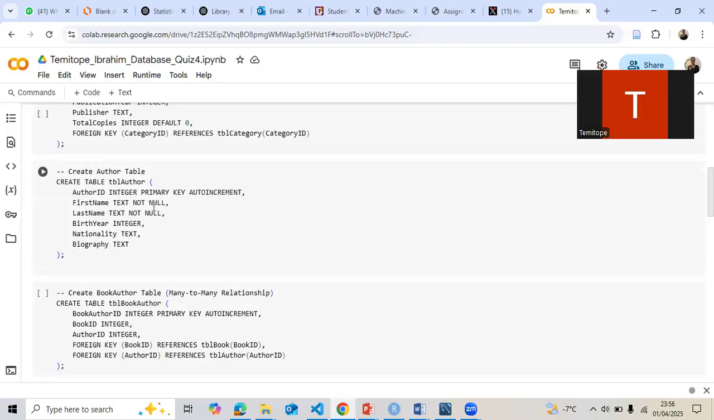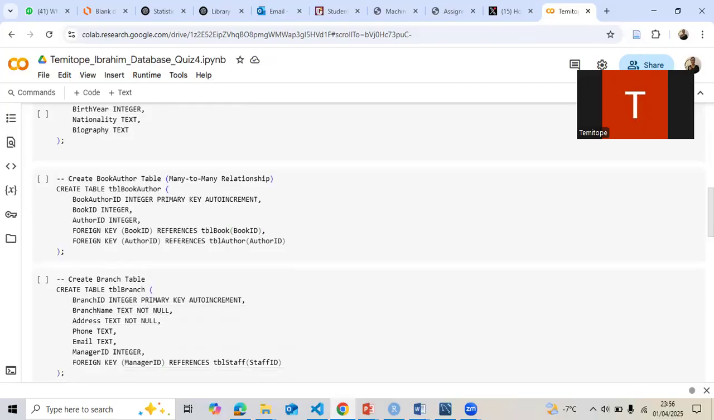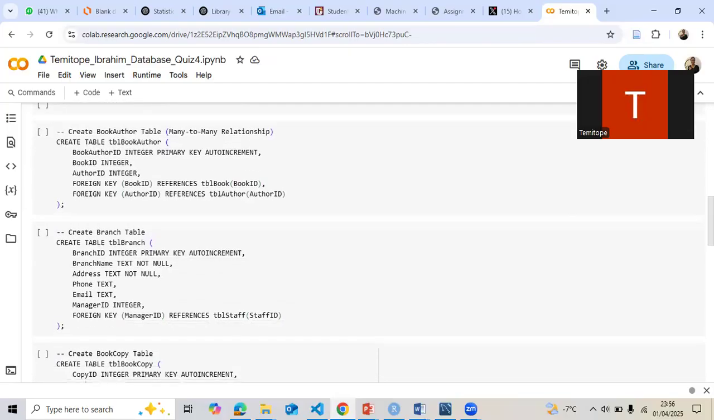Create author table. This is the author table. Like I mentioned earlier, author ID is the primary key. Then first name, not null. It means that it must not be empty. There must be a value in there. Then birth year integer, like a number. Nationality must be text. Biography must be text. So on, so on, and so forth. Then we create book author table, many to many relationship.